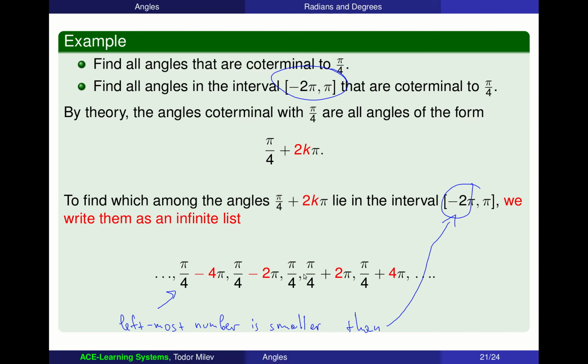Now, once again, it is okay to write extra terms to the left. You need to go to the left of negative 2 pi, but you can go even further to the left. So if you're not sure how pi over 4 minus 4 pi compares with negative 2 pi, just subtract another 2 pi. So write as many terms as your heart desires.